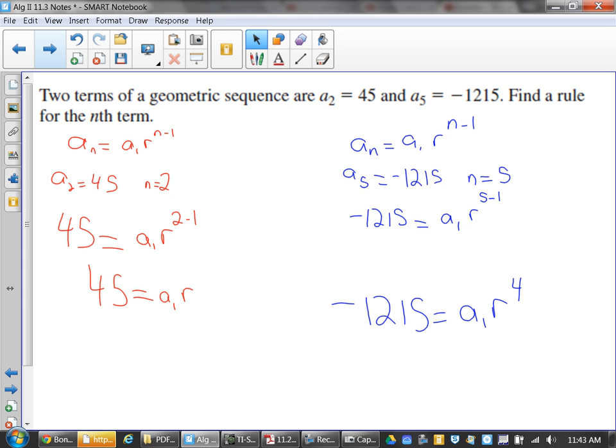but I cannot combine them using linear combination because they're multiplying. Well, there is a way to do this. Substitution. We're going to treat the equation on the left, the 45 equals first term times the rate, as what they call a literal equation. You guys ever heard of that before? What is it?